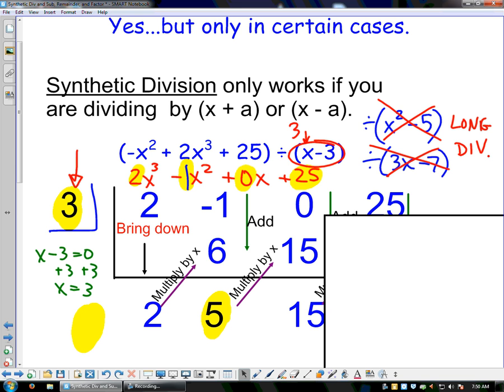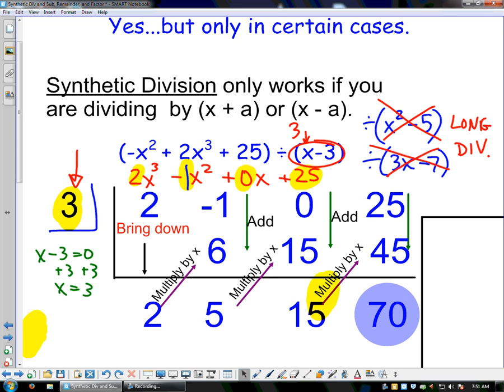Okay, so again, you'll add down. So now I'm going to take 0 plus 15, all right, equals 15. Okay, and one more time. Write that 15 below the line, and then repeat the process. One last time. So 3, move this one out of the way, 3 times 15 is equal to 45. And then I'll add it one last time. 25 and 45 gives us the 70.